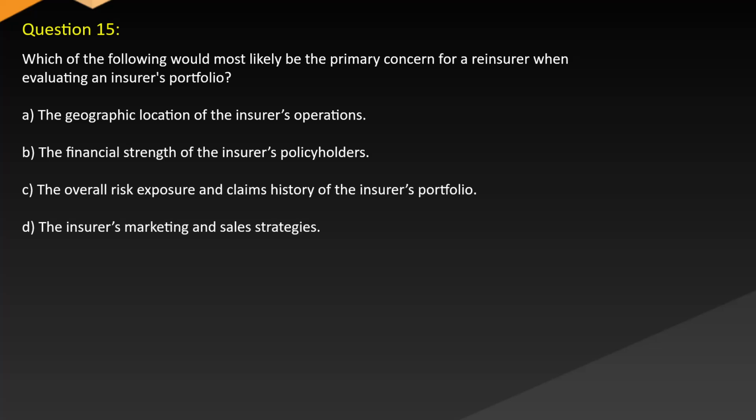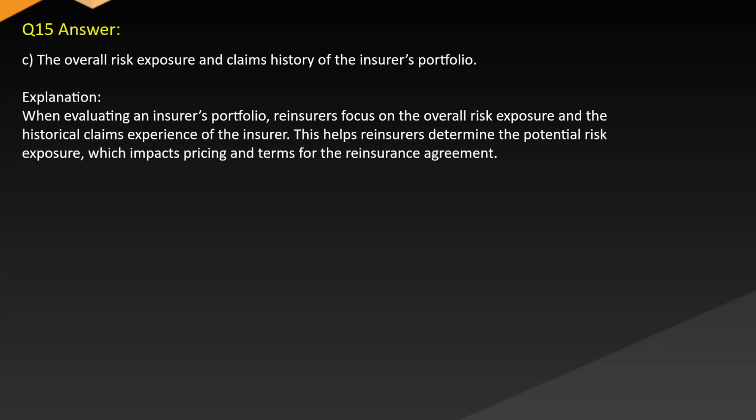Question 15. Which of the following would most likely be the primary concern for a reinsurer when evaluating an insurer's portfolio? A. The geographic location of the insurer's operations. B. The financial strength of the insurer's policyholders. C. The overall risk exposure and claims history of the insurer's portfolio. D. The insurer's marketing and sales strategies. Answer. C. The overall risk exposure and claims history of the insurer's portfolio.